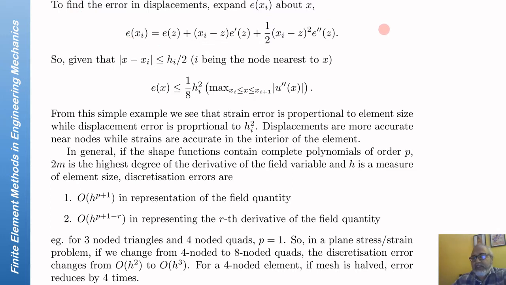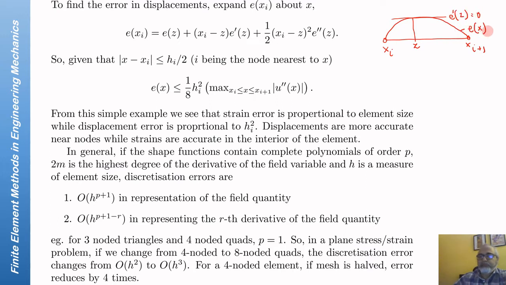Now let us think that this is xi, this is xi plus 1, and then u varies like this, so that you have a point z where e prime z is equal to 0. So this is Ex. At the point where e prime z is equal to 0, obviously your error in strain is equal to 0. So error in strain is exactly equal to 0 here.